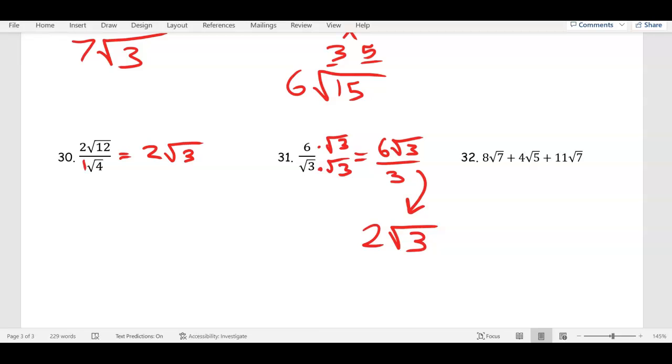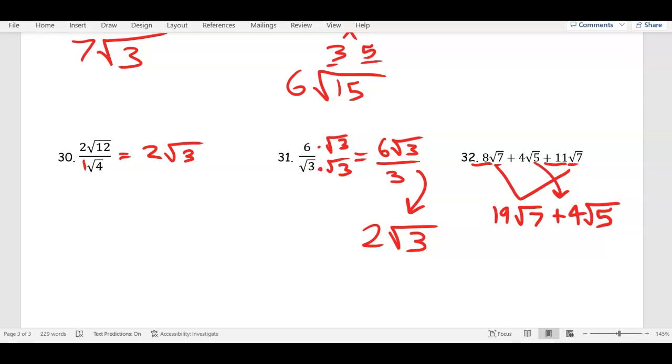All right. Last but not least, square root of 7s, those can combine. Square root of 5 does not combine. You bring it after. So 8 plus 11 is 19. Square root stays the same. And then you bring down the one that's different next to it. You can only combine like terms. All right. That's your review.